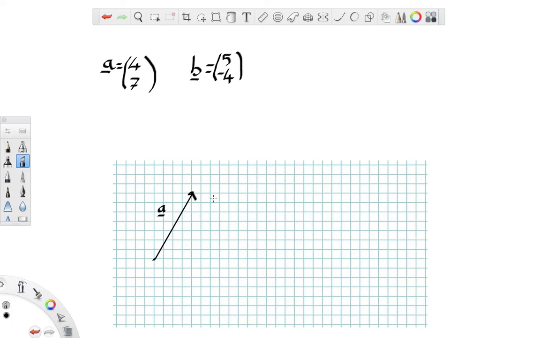Then we'll have a look at B. So B goes across 5 units. So 1, 2, 3, 4, 5. So up to this point. And then it goes down 4 because it's minus. So 1, 2, 3, 4. So B ends there. So again, we can draw that. So we just draw it onto A. So it starts there and it ends here. So like that. So this is our vector B.